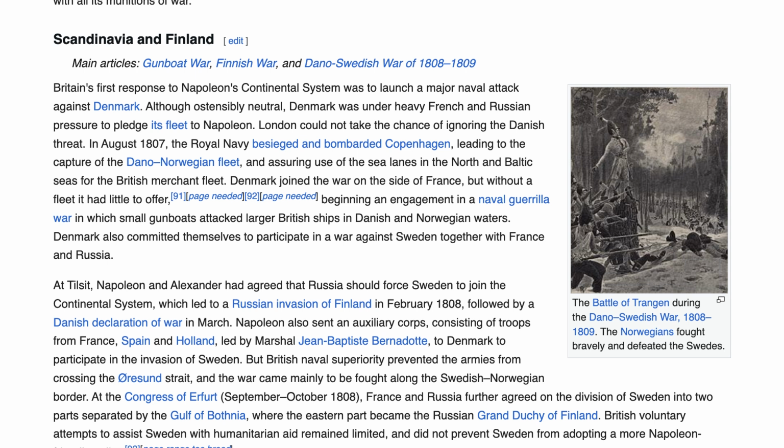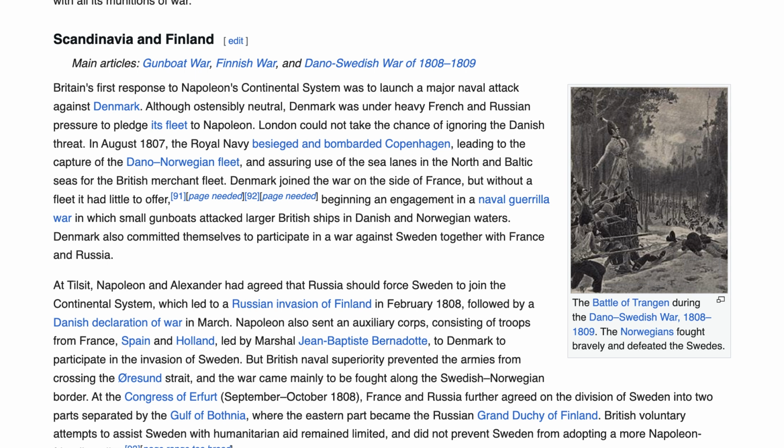Napoleon also sent an auxiliary corps, consisting of troops from France, Spain and Holland, led by Marshal Jean-Baptiste Bernadotte, to Denmark to participate in the invasion of Sweden. But British naval superiority prevented the armies from crossing the Øresund Strait, and the war came mainly to be fought along the Swedish-Norwegian border. At the Congress of Erfurt, September to October 1808, France and Russia further agreed on the division of Sweden into two parts separated by the Gulf of Bothnia, where the eastern part became the Russian Grand Duchy of Finland. British voluntary attempts to assist Sweden with humanitarian aid remained limited, and did not prevent Sweden from adopting a more Napoleon-friendly policy.